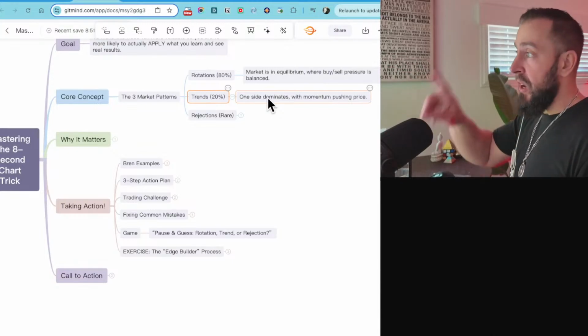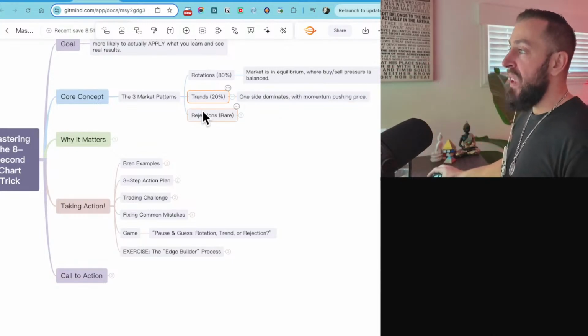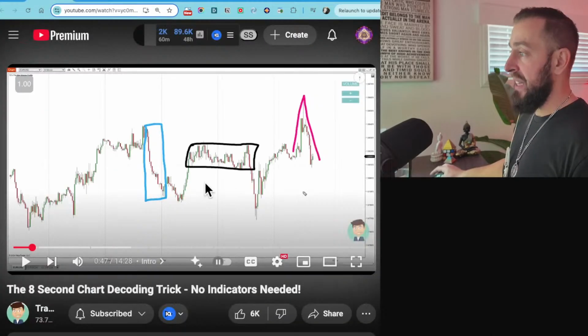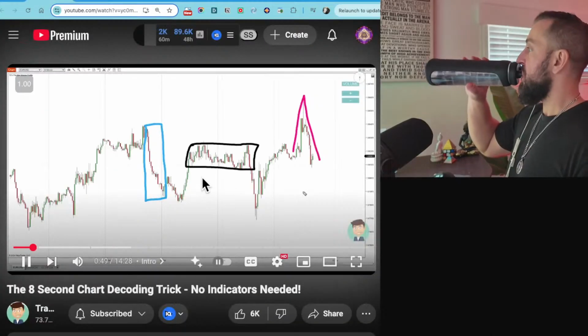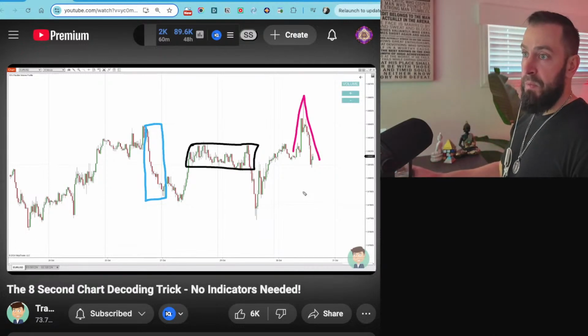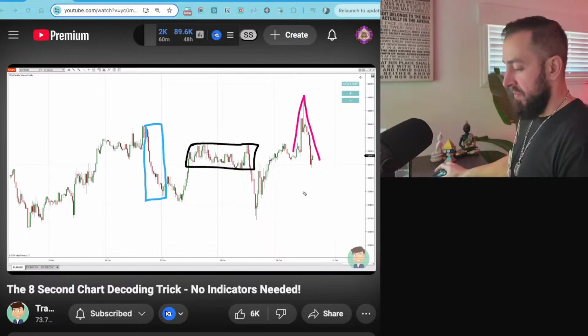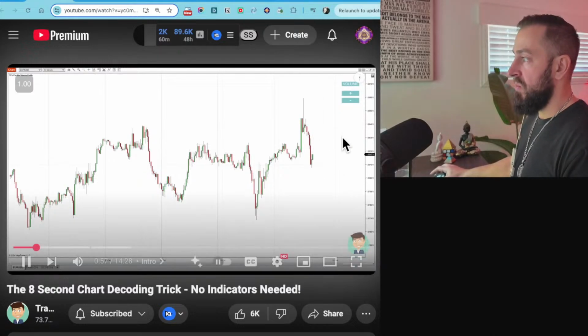That's called a trend. One-sided trading, okay? Now, the third is a rejection, and we'll talk about that next. Nothing else. And if you learn how to recognize this, then it will give you a huge edge in your trading. So let's go over a couple of patterns here.